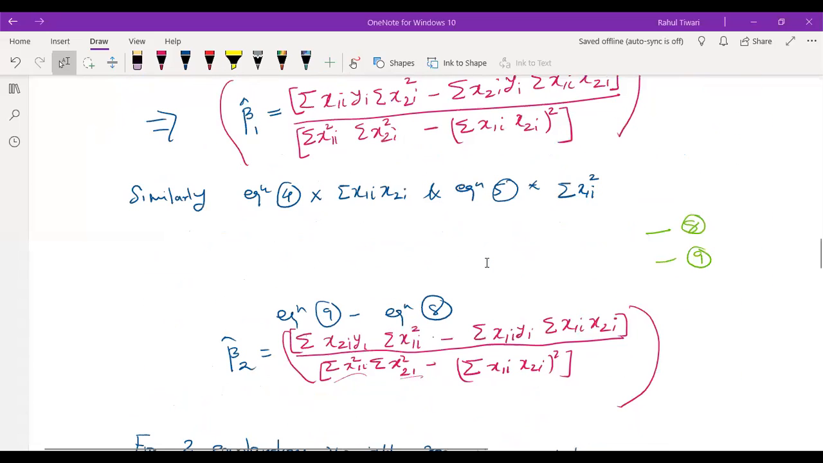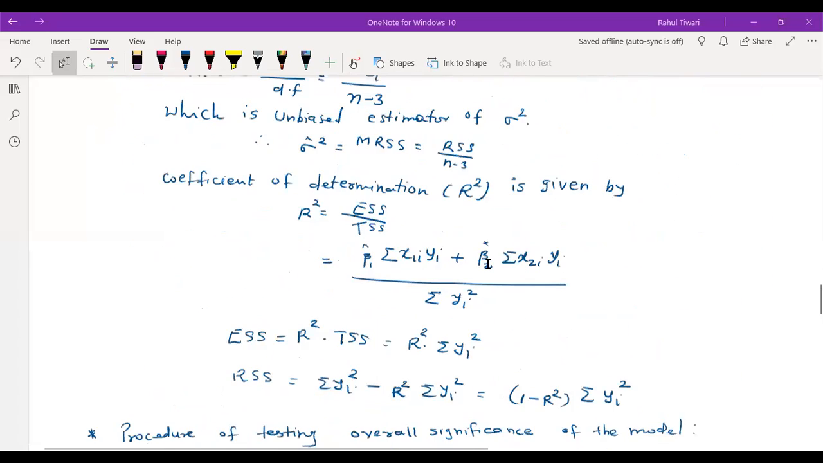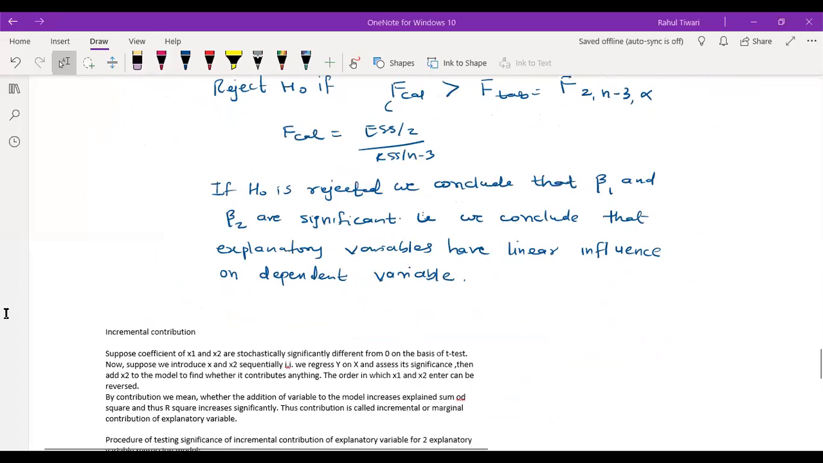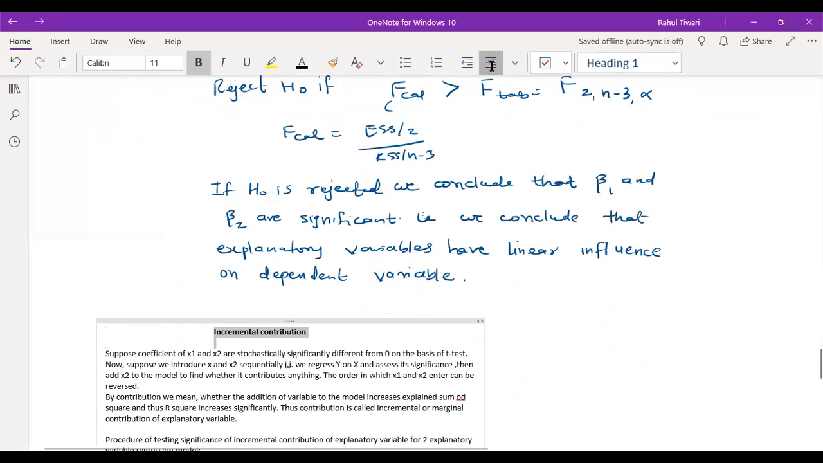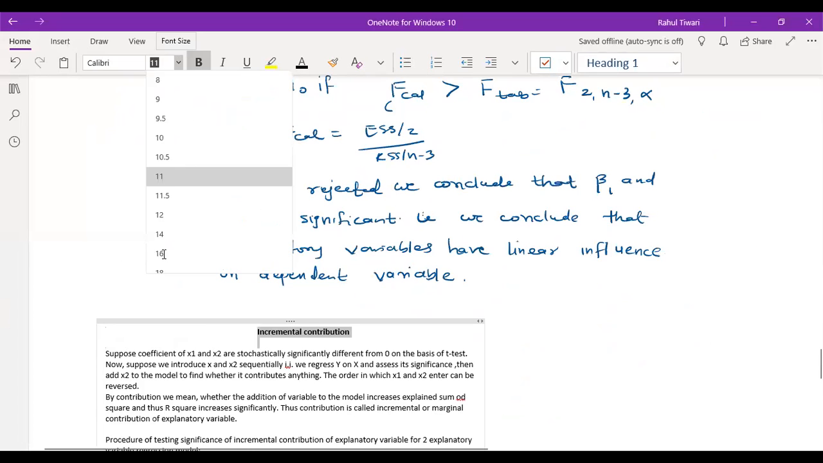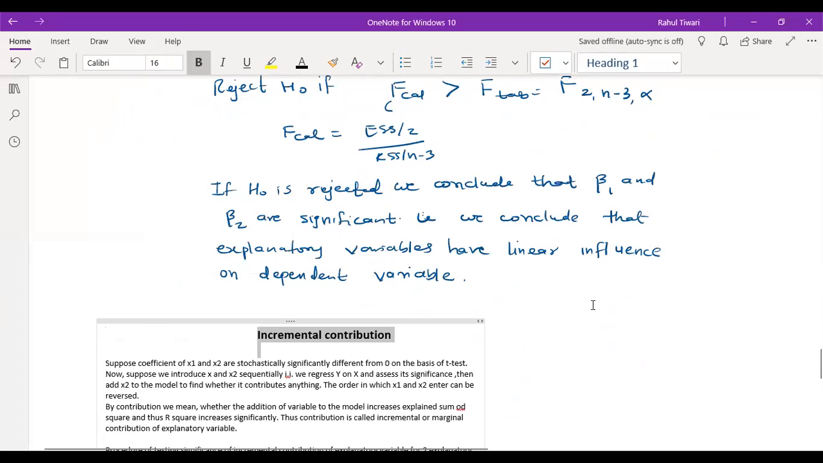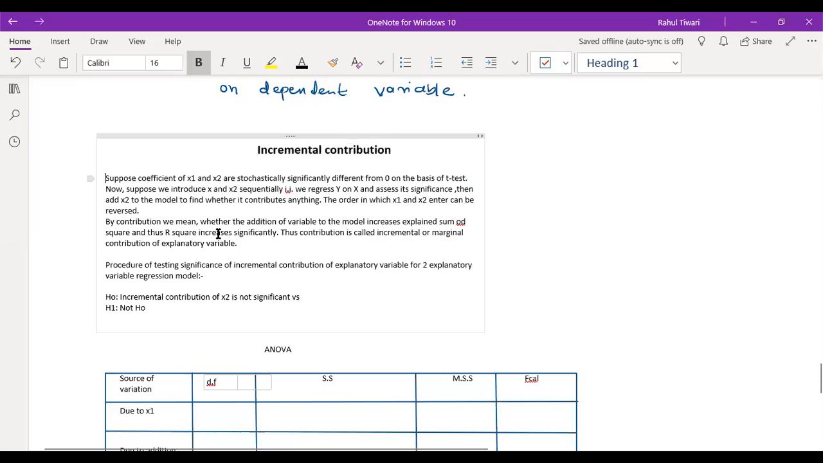So to clear the doubt, the next topic is incremental contribution. In incremental contribution, we are discussing whether, if I am increasing the number of variables, that variable is significant under the model or not.